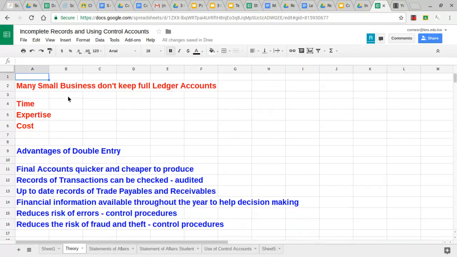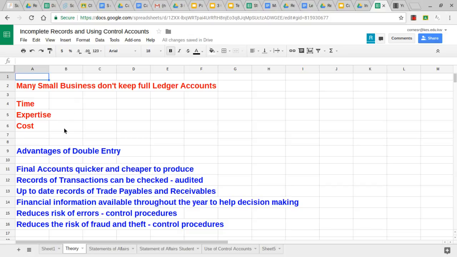Many small businesses don't use full ledger accounts of the double entry system, and that's very often when they first started because they haven't got the time, possibly haven't got the expertise. If you're a builder, you've probably never done any accounts training, and therefore it's also a cost element because you're not working at what you're good at, and therefore it's costing you not going out and building houses. And also, if you can't do it, you'll have to pay somebody.